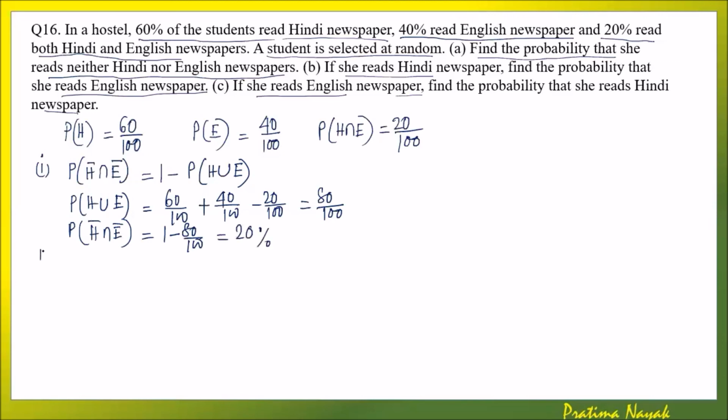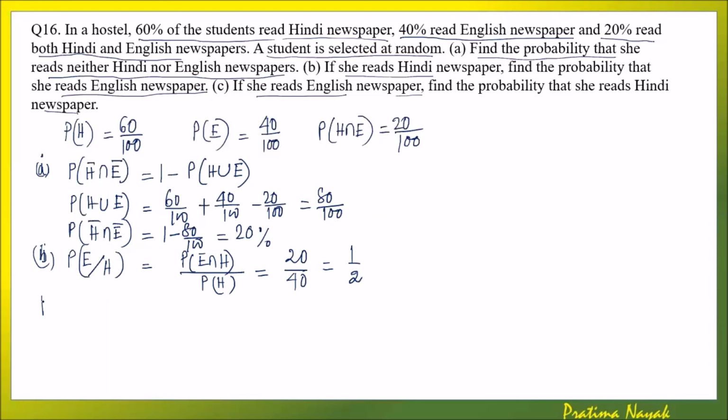Part A is completed. Coming to part B. Part B is if she reads a Hindi newspaper, given that he is reading a Hindi newspaper, what is the probability of E? You know the formula for it is P(E intersection H) upon P(H). So what is the intersection? Intersection is your 20%. And what is Hindi? Hindi is your 40%. So what is the answer? The answer is 1 by 2.